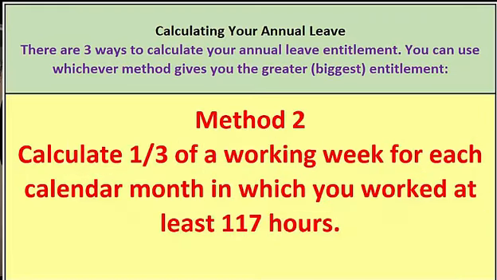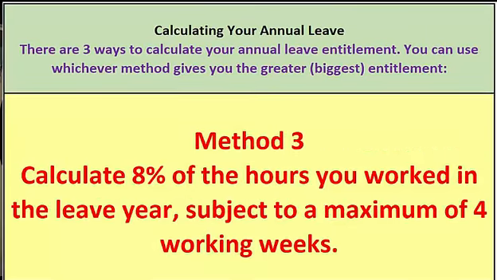Method 2. Calculate 1/3 of a working week for each calendar month in which you worked at least 117 hours. Method 3. Calculate 8% of the hours you worked in the leave year, subject to a maximum of 4 weeks. To reiterate, if more than one of the preceding methods at 1, 2 or 3 above is applicable, the employee shall be entitled to whichever method provides the greater entitlement. However, the maximum statutory annual leave entitlement of an employee in a leave year is 4 of his or her normal working weeks.